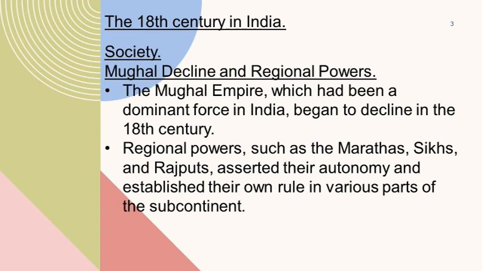Society. Mughal decline and regional powers. The Mughal Empire, which had been a dominant force in India, began to decline in the 18th century. Regional powers, such as the Marathas, Sikhs, and Rajputs, asserted their autonomy and established their own rule in various parts of the subcontinent.